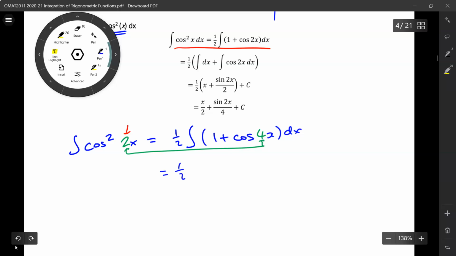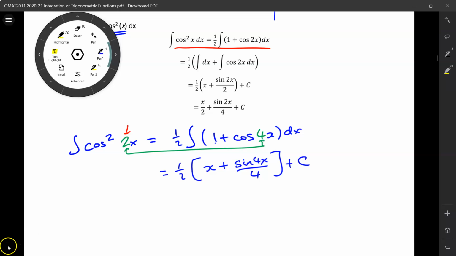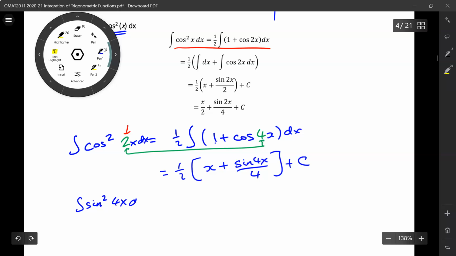So it's equal to half times, open up a bracket, the integral of 1 times dx is x, and the integral of cosine 4x is sine 4x divided by 4, plus your constant of integration. Okay, so I'm going to ask you then to do this one. Sine squared 4x dx, sorry, I should have had a dx here, and go ahead and give that one a go.